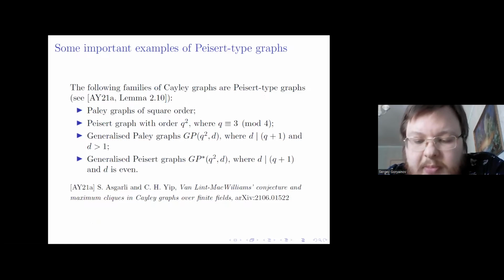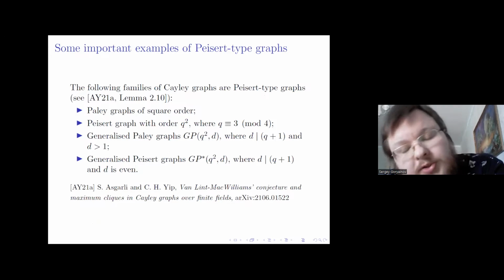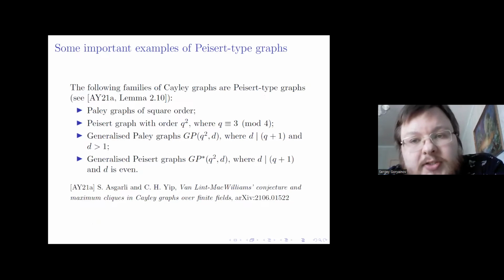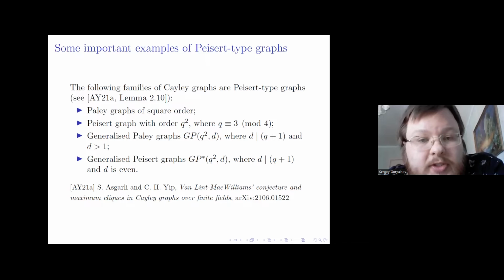As was already mentioned by Yip, the following families of Cayley graphs are Peisert-type graphs. Paley graphs of square order. Peisert graphs of order q², where q is congruent to 3 modulo 4. Generalized Paley graphs, GP(q², d), where d divides q+1 and d is greater than 1. And generalized Peisert graphs, GP*(q², d), where d divides q+1 and d is even.